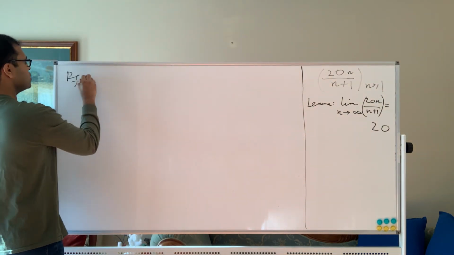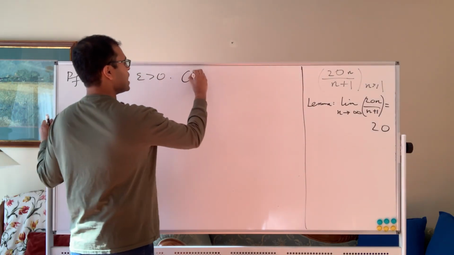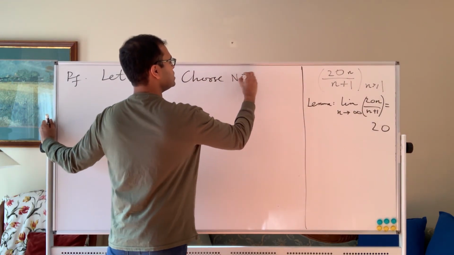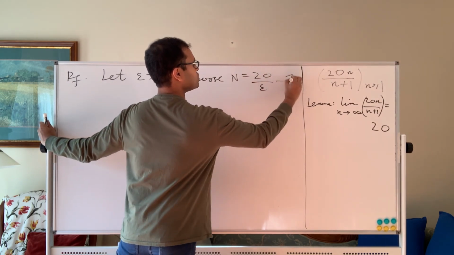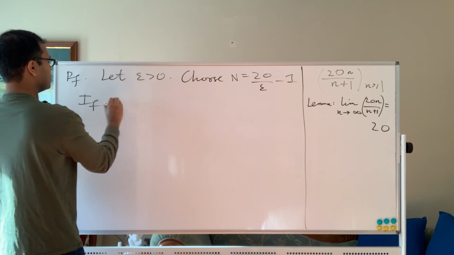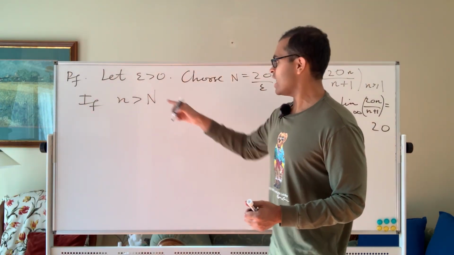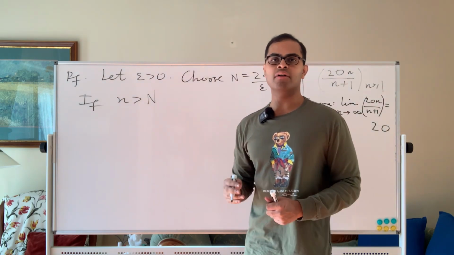Here's the proof. Let epsilon be greater than 0, choose N. So we're going to choose N equal to 20 over epsilon minus 1, right? That's what we're going to choose N to be. So if n is greater than, if little n is greater than big N, now in the definition I said n is at least big N, but it's the same idea, okay?